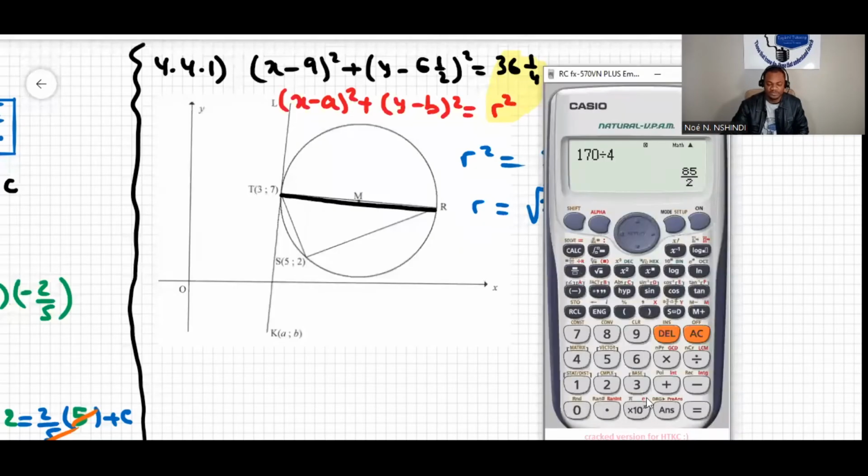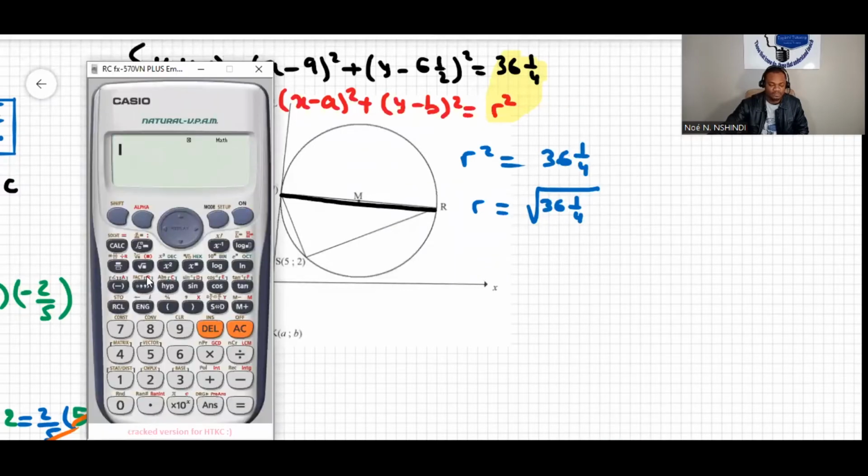We can use a calculator for that. The square root of 36 and a quarter. Okay, not that way. How can I write it again in the calculator? 36 and 1/4. Can I do that? Okay, I'm struggling to write that this way. Anyway, I can just simplify over here.